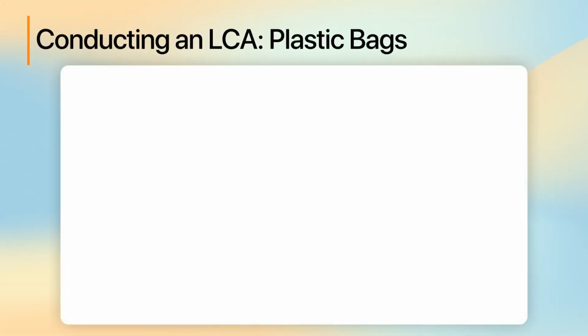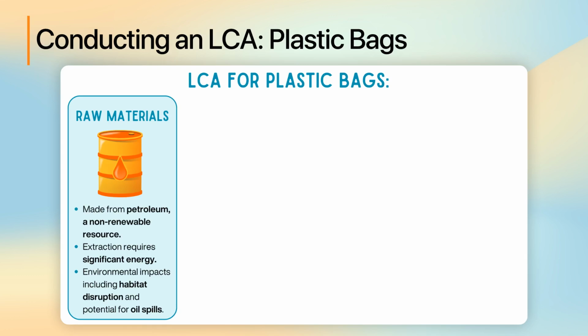Let's begin by outlining the stages in the life cycles of plastic bags and paper bags, starting with plastic bags. Looking at its raw materials, plastic bags are made from petroleum, a non-renewable resource. Extracting petroleum requires significant energy and has associated environmental impacts, including habitat disruption and potential for oil spills.